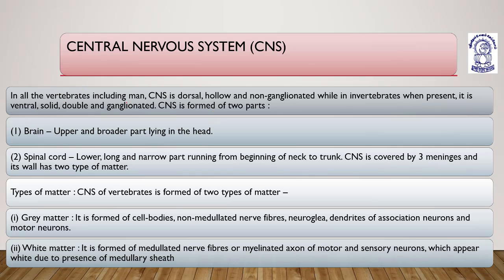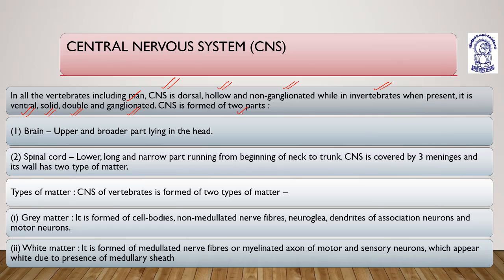In all the vertebrates including humans, CNS is dorsal. It is dorsally placed, hollow and non-ganglionated, while in invertebrates, when present, it is ventral, solid, double and ganglionated.